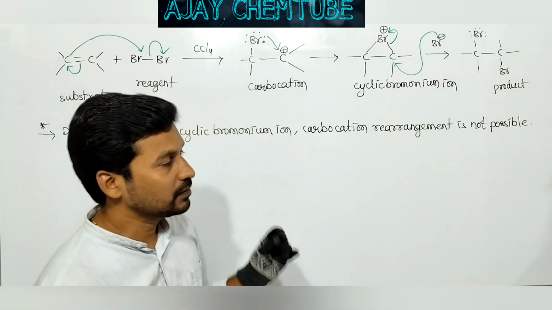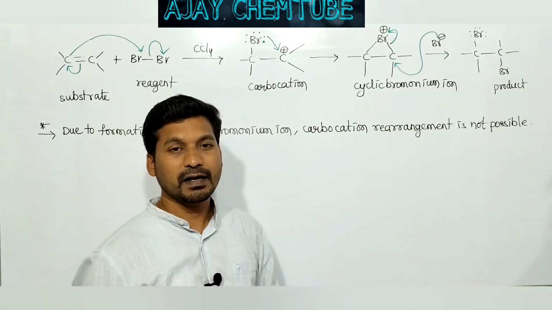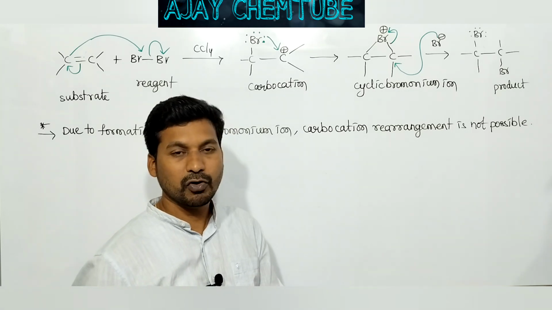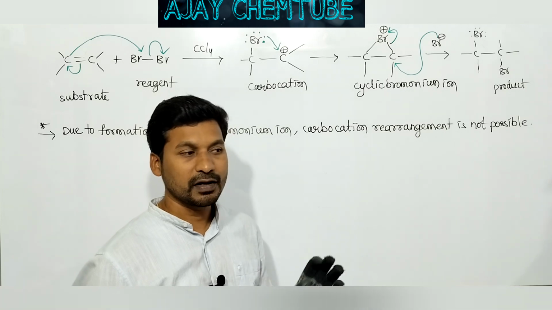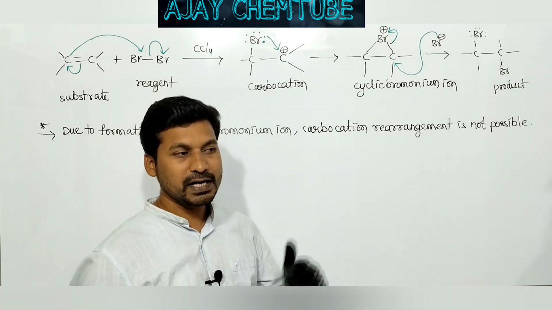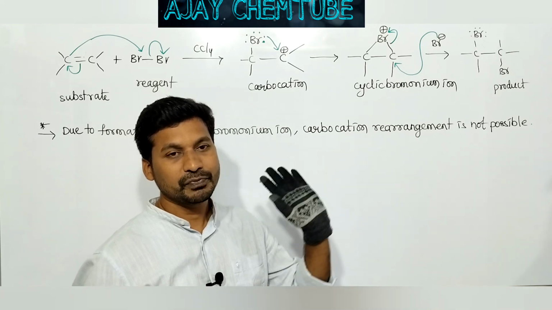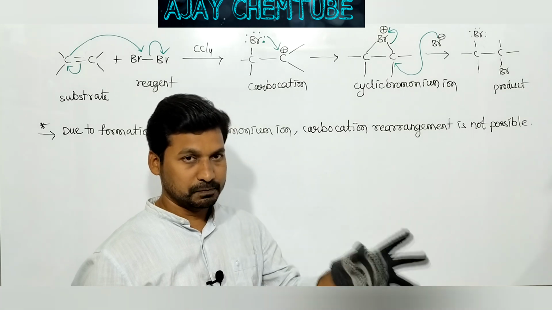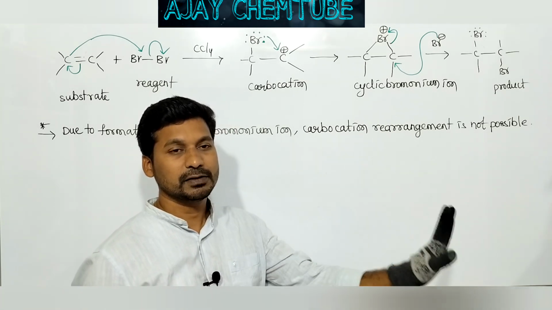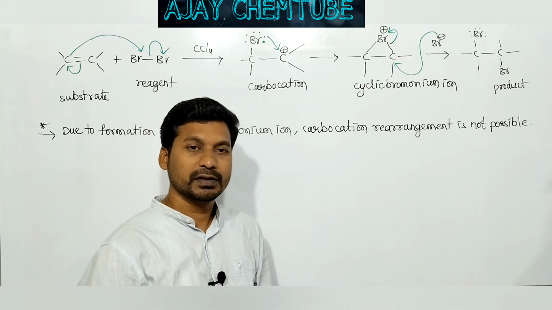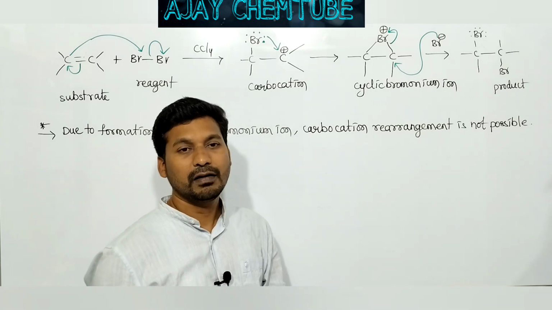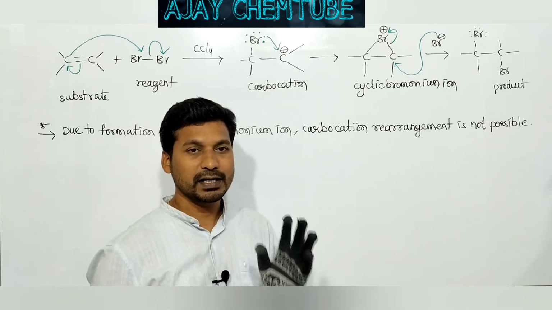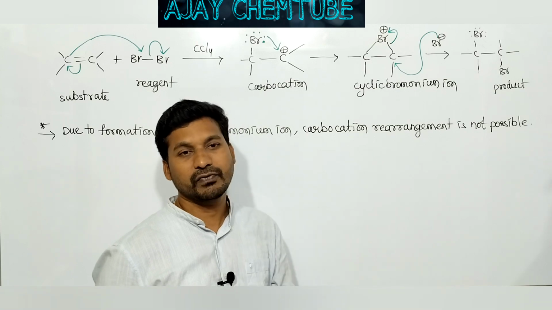Point number 1 done. Next, addition of bromine to alkene serves as a test for identification of unsaturation in alkenes. Usually we take 5% bromine in carbon tetrachloride solution, which is brown in color. If the brown color of bromine disappears, the substrate must have unsaturation. If the substrate doesn't decolorize bromine, then the substrate may not contain unsaturation. Thus, addition of bromine to alkene is used as a test for identification of unsaturation in alkenes.